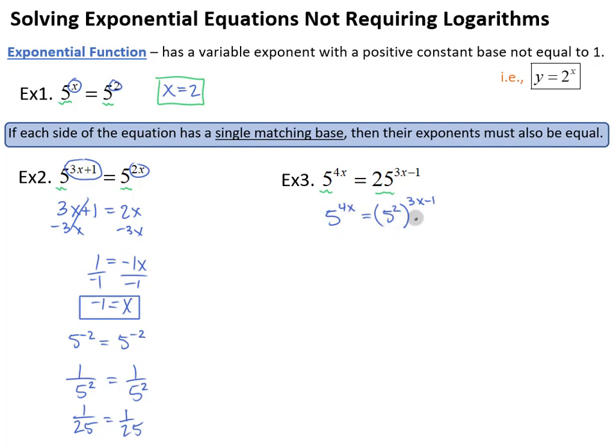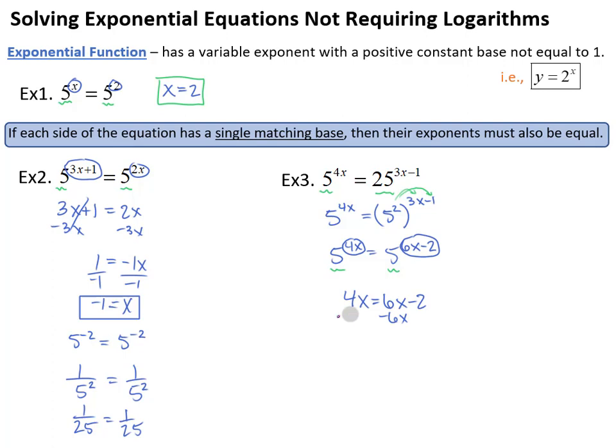Now you might remember properties of exponents: when you raise a power to a power, you multiply. In this case, this 2 does need to be distributed. So when we distribute, we get 6x minus 2. So 5 to the 4x equals 5 to the 6x minus 2. And note, now we do have that single matching base again on both sides. That allows us to say that this exponent and this exponent have to be equal. 4x has to equal 6x minus 2.